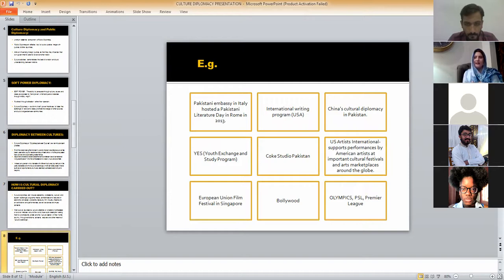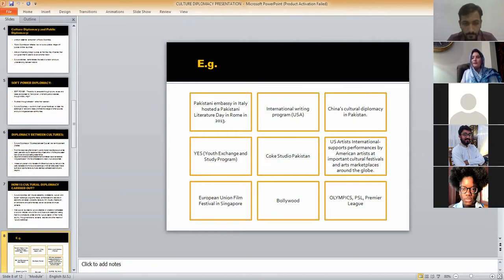Now, these are certain examples that you can see. The Pakistani embassy in Italy hosted Pakistani Literature Day in Rome in 2013. Then we have the International Writing Program by the USA. Obviously, if you consider folk and music a way of transmitting and promoting your culture, Coke Studio plays a very vital role in Pakistan. Then China's cultural diplomacy: we've got the Confucius Institute, which is functioning in our university as well. So there are a lot of things that are generally practiced.